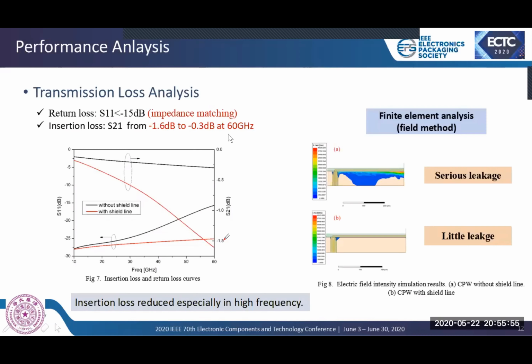To explain the results shown in Figure 7, finite element analysis, also called field method, is used. From simulation results in Figure 8, the electric field intensity distribution in the silicon substrate is presented, as seen in Figure 8a. The problem of energy leakage is serious. In contrast, in Figure 8b, there is little leakage in silicon after the use of shield line. It proves the shield line reduced the leakage of electromagnetic waves into silicon.